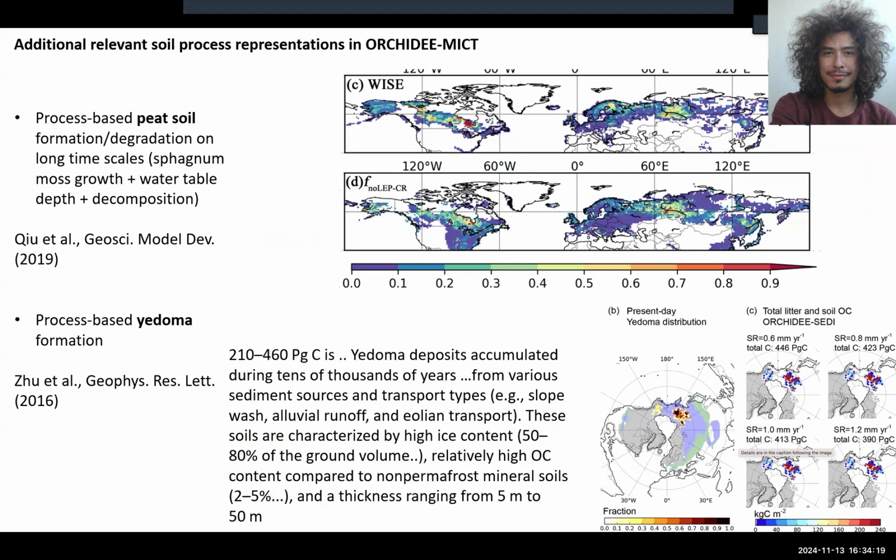10-20,000 years of model run by essentially waterlogging the soil and creating new moss plant types. There's a type of soil called Yedoma, which is highly mineral rich, which is very important in the high latitudes and contains around 400 petagrams of carbon, and also a lot of ice, which is very important for the thermal dynamics and representation of things like thaw, slump collapse, and so on, thermokarst.